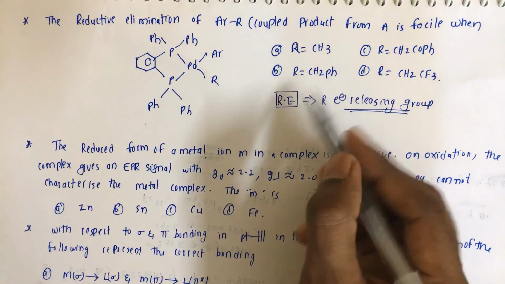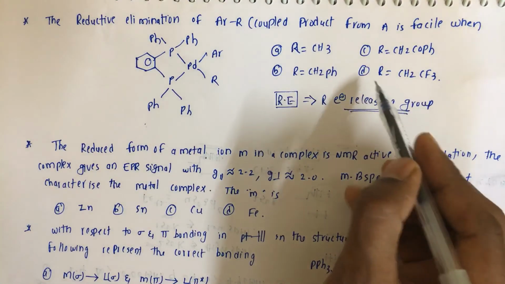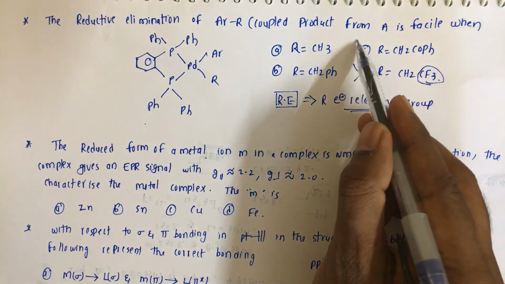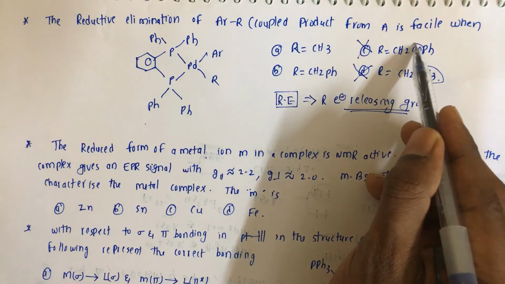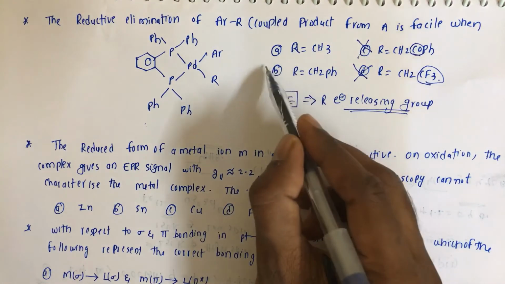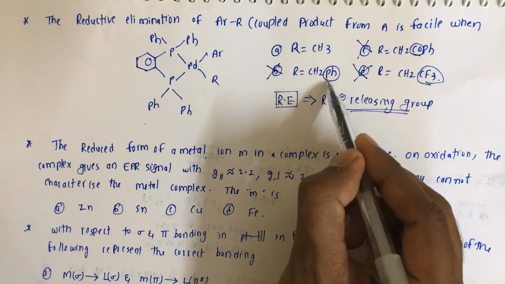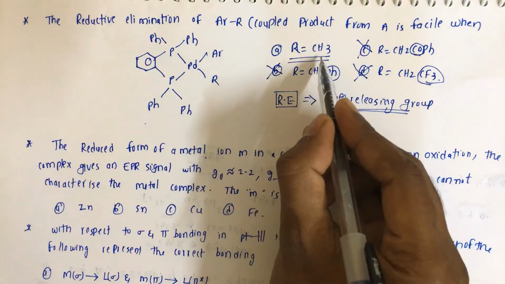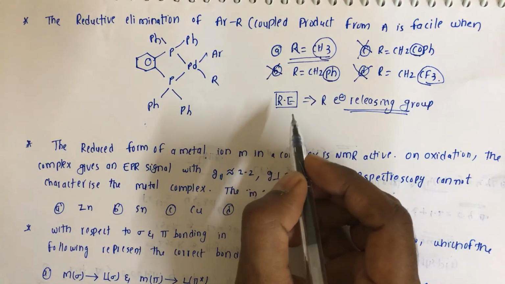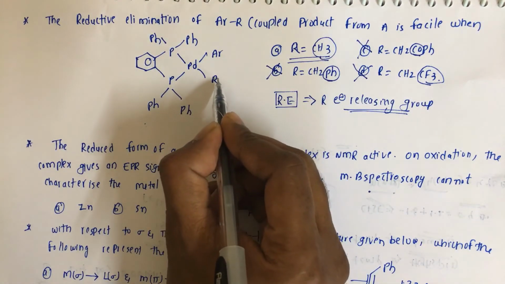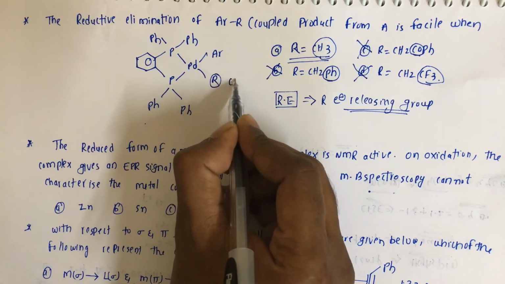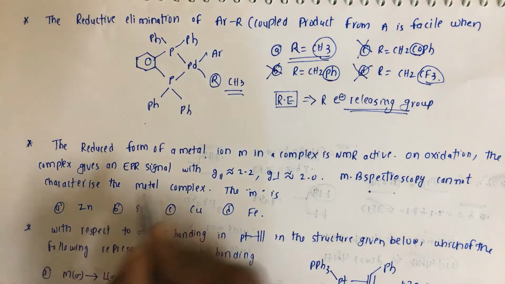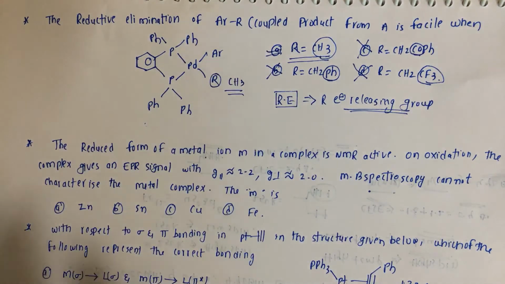So among whatever the options they have given, this option we can remove completely because here CF3 is there, and this option also we can remove because here CO is there, and this option also we can remove because here phenyl group is there, and this option we can choose because methyl group is an electron releasing group, right? So this R group should be methyl group. Okay, then reductive elimination will be more feasible. The answer will be A.